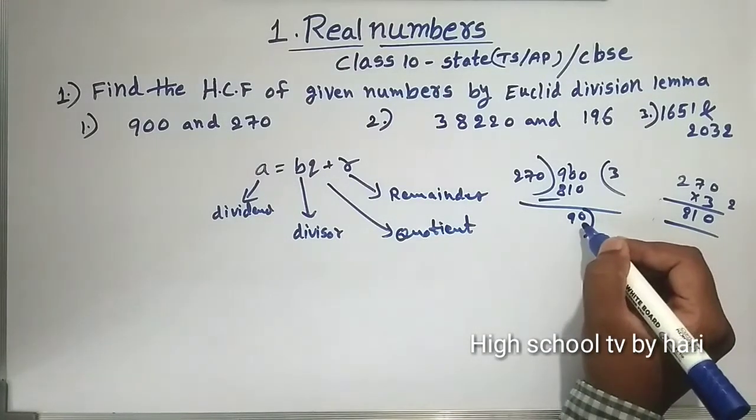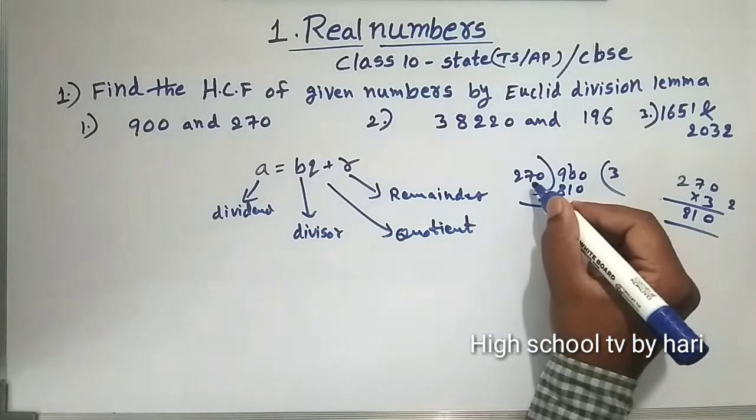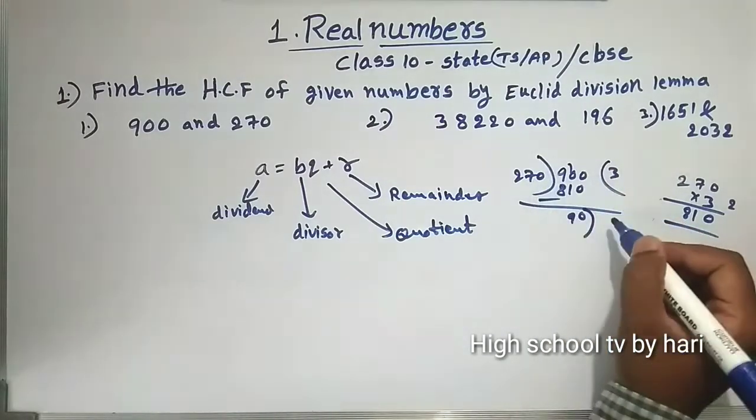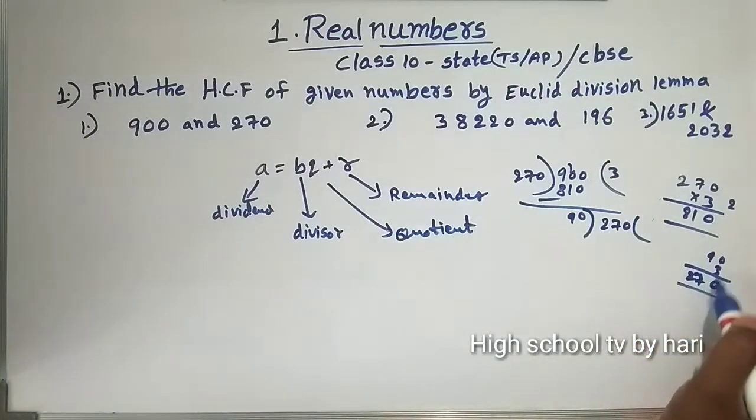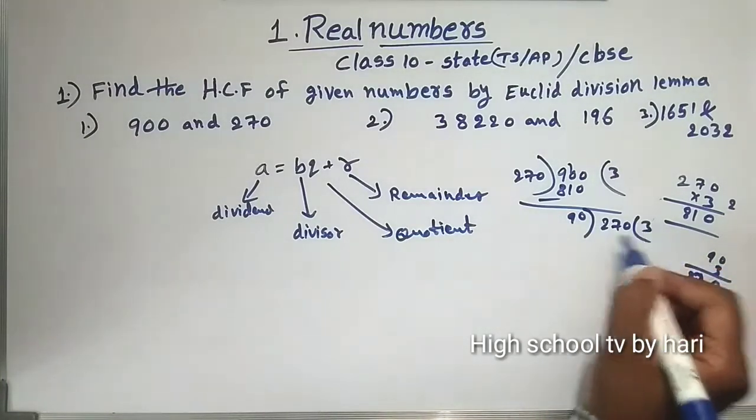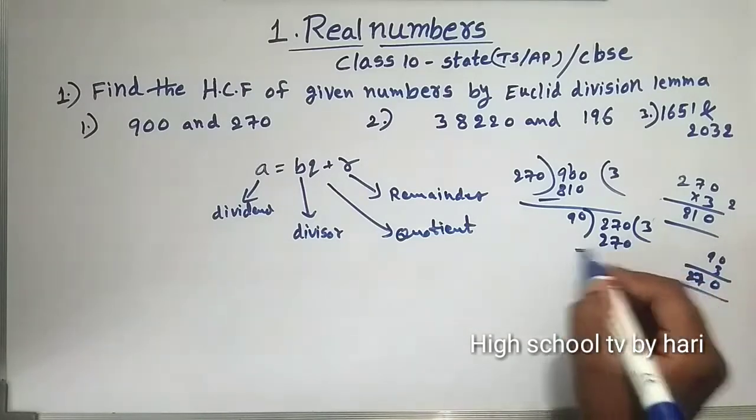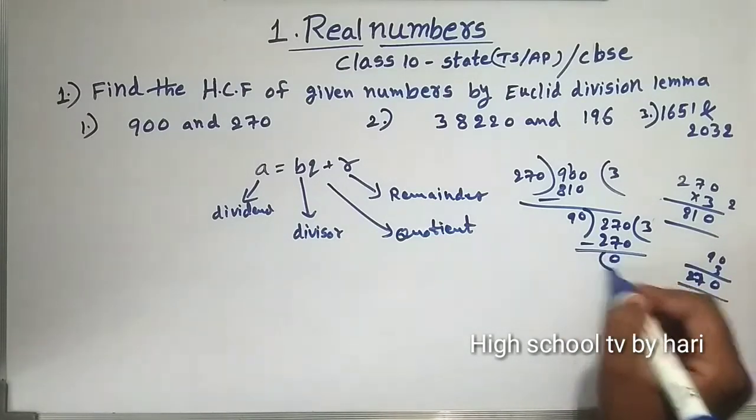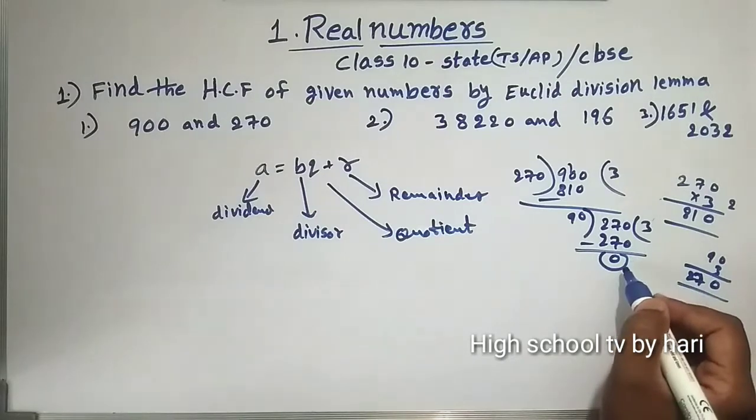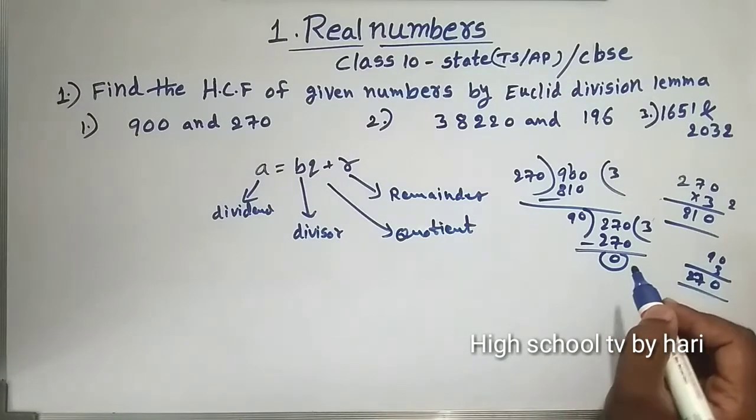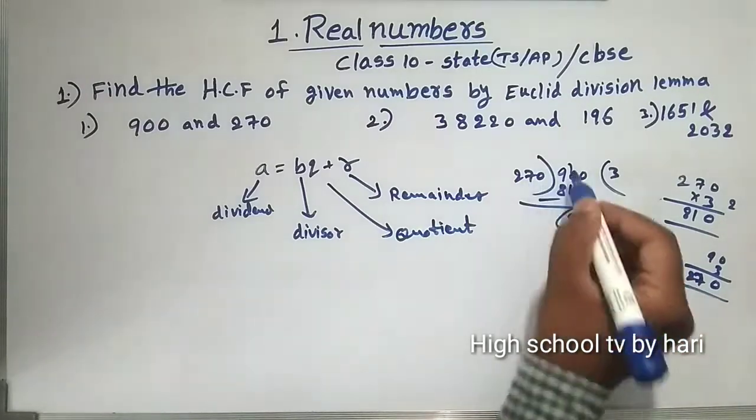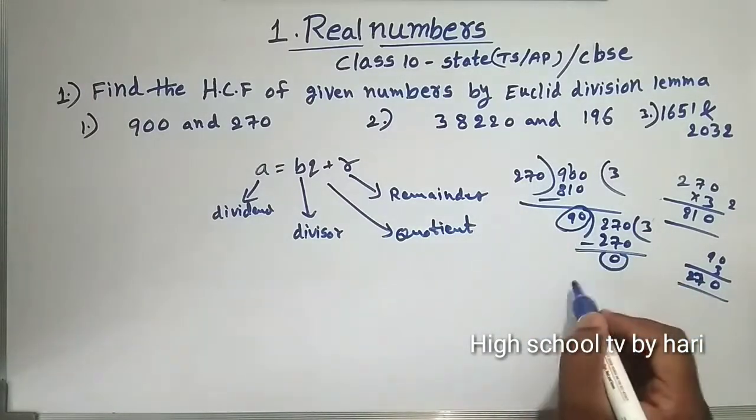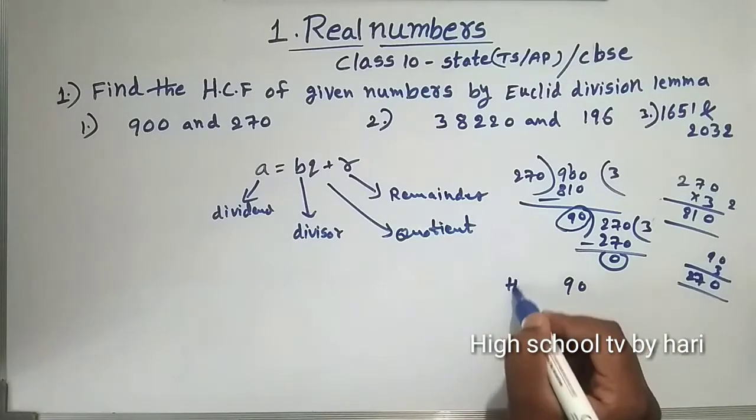This remainder now becomes the divisor and this 270 becomes the dividend. Here 90 times 3 is 270, and 270 minus 270 is 0. Here we got remainder 0, so we can stop the long division here. The last divisor is the HCF of these two numbers. The last divisor is 90. 90 is the HCF.